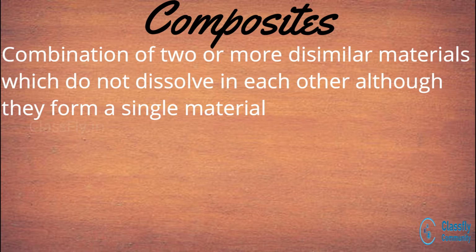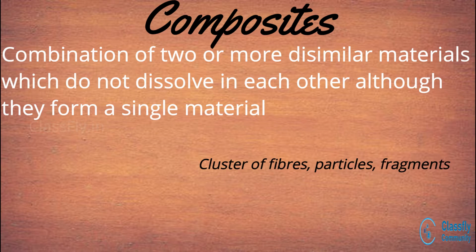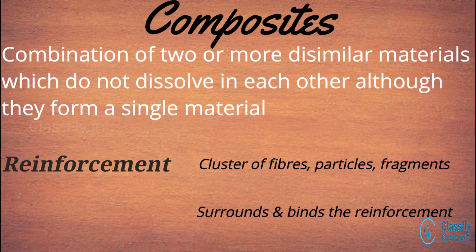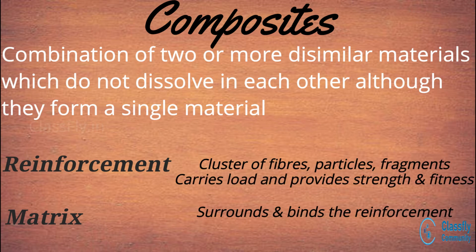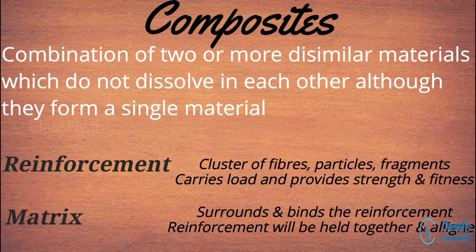Composites are made up of two types of materials, that is the matrix and the reinforcement. The cluster of fibers, particles or fragments of a strong material is known as the reinforcement, whereas the material which surrounds and binds together these clusters is known as the matrix. The reinforcement carries the load along the length of its constituent to provide strength and stiffness, whereas the material will be held together and aligned in a predetermined direction by the matrix.